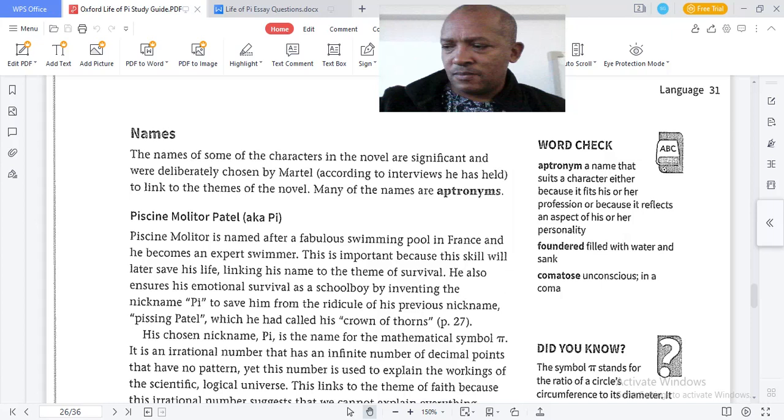Okay, here we go. Let's do this. Names. Let's deal with names. The names of some of the characters in the novel are significant and were deliberately chosen by Martel, which is the author, according to interviews he has held, to link to the themes of the novel. Many of these are aptronyms. An aptronym is a name that suits a character either because it fits his or her profession or because it reflects an aspect of his personality.